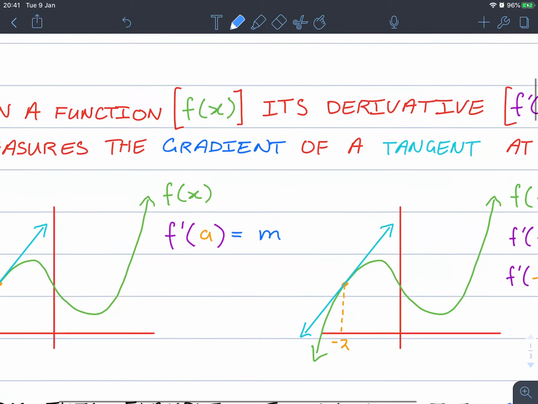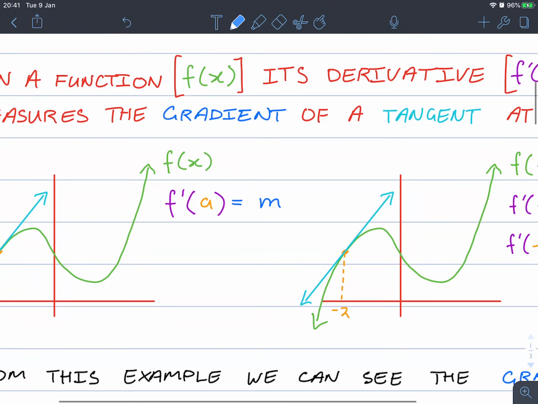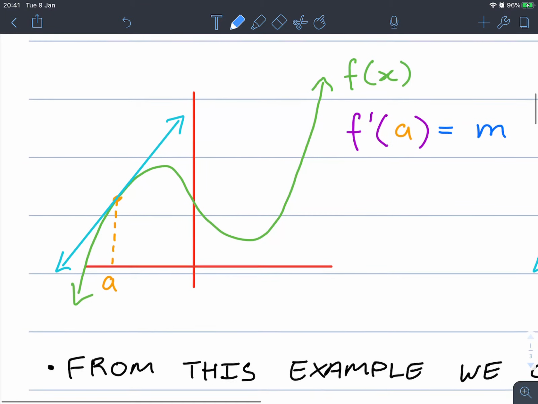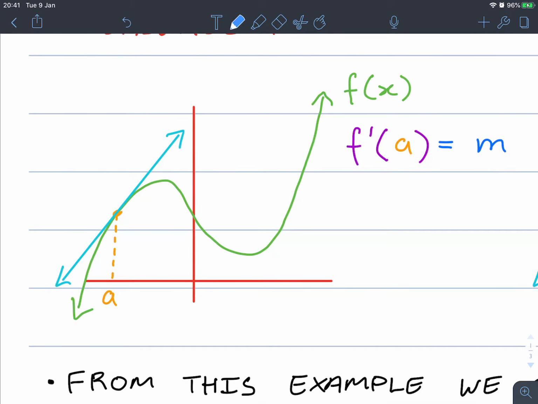Given a function f of x, its derivative measures the gradient of a tangent at a point. So if we have some function, this green one here, if we substituted the value of a into the derivative, what's really going on is we are taking a tangent at the point a, and we are measuring the rise and the run of that point, which gives us the value of m at the point a.